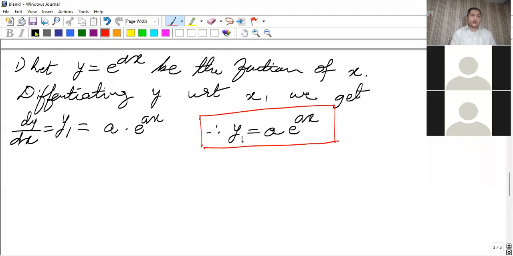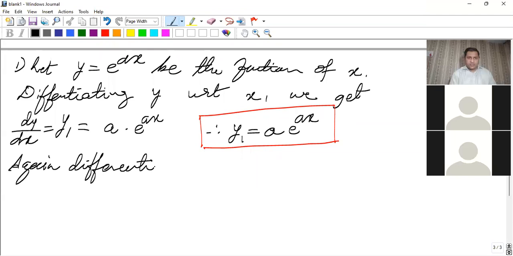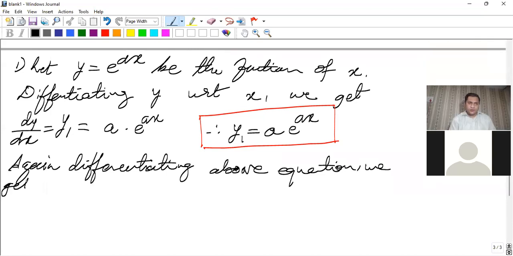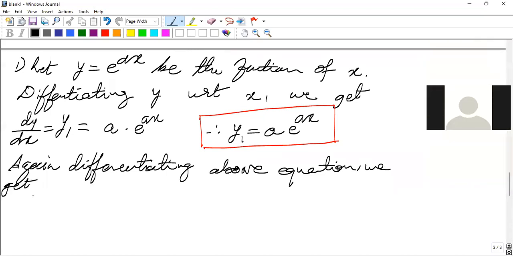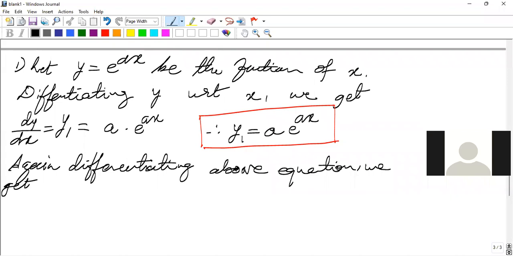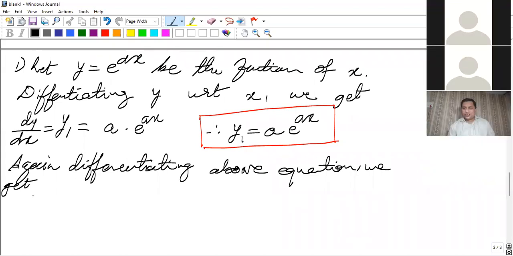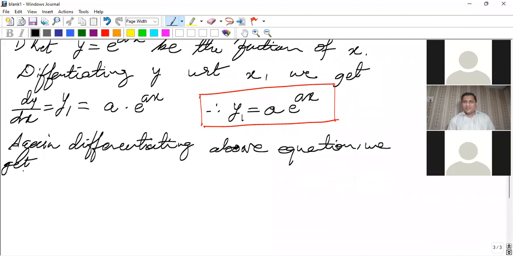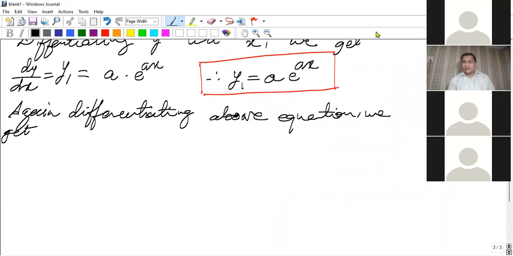Now, what I'll do is again differentiate the above equation. We get. Okay, yeah. Shreyas. Yeah, what is the query, Shreyas? Is there any query, Shreyas? No, sir. Sorry, sir. I forgot to lower my hand. Okay, Shubhada, any query? Shubhada, any query?